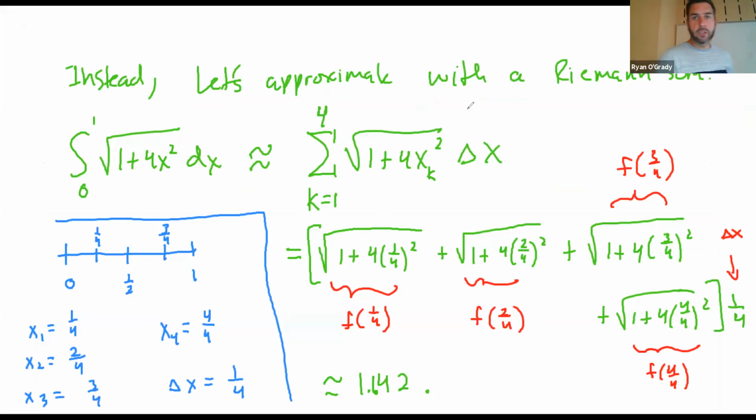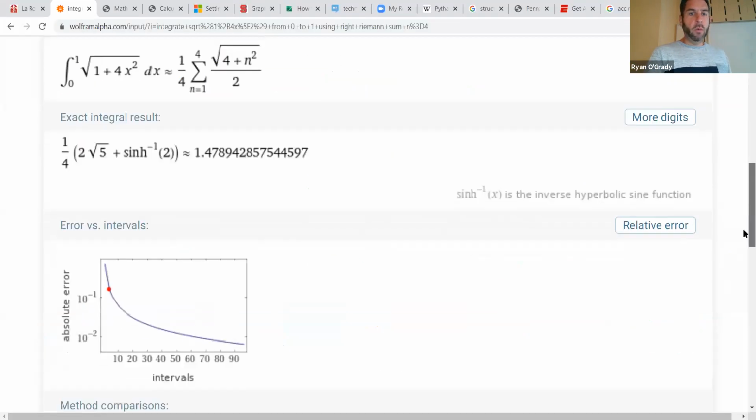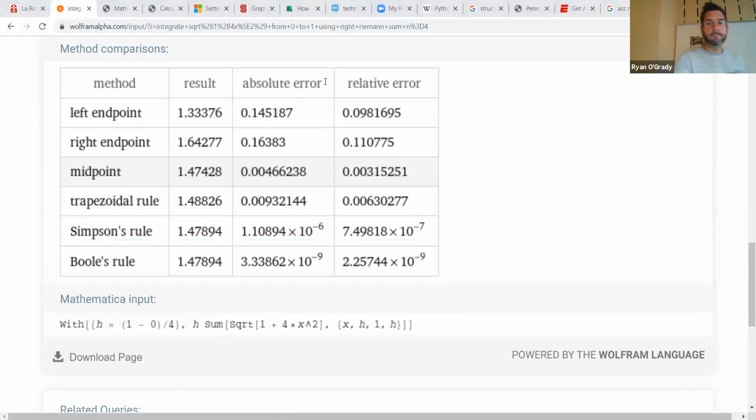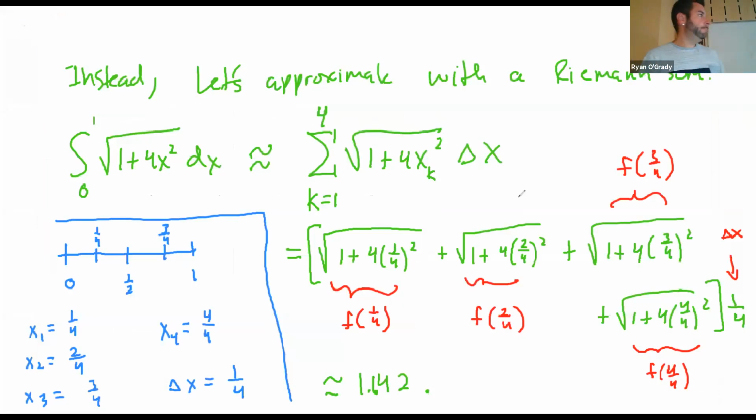If you go to the bottom of the Wolfram page, they'll give you some more. There are some other methods they use. And you'll notice when you use things like Simpson's rule or Boole's rule, they're very accurate. They're very close to the actual number. We'll show you how all this stuff works in a few weeks. It's pretty cool. All right, does anybody have any questions?